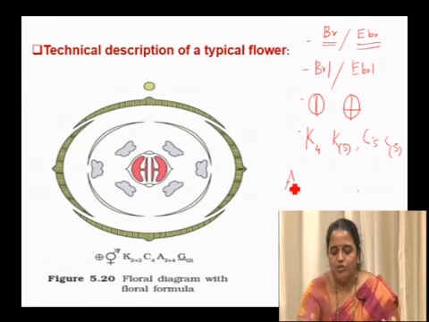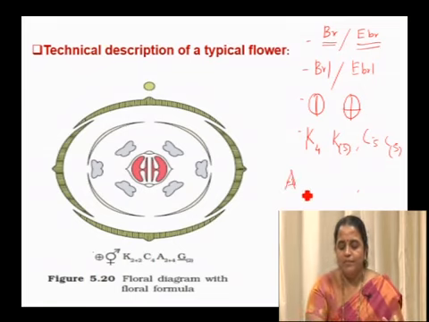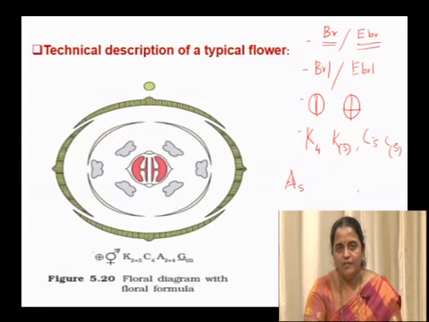A stands for androecium. In the androecium, whether it is a single stamen or many stamens, that number is written here. For example, there are 5 stamens.